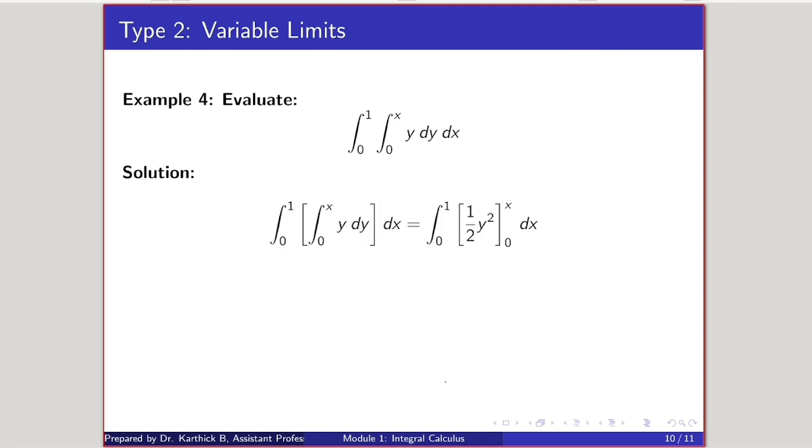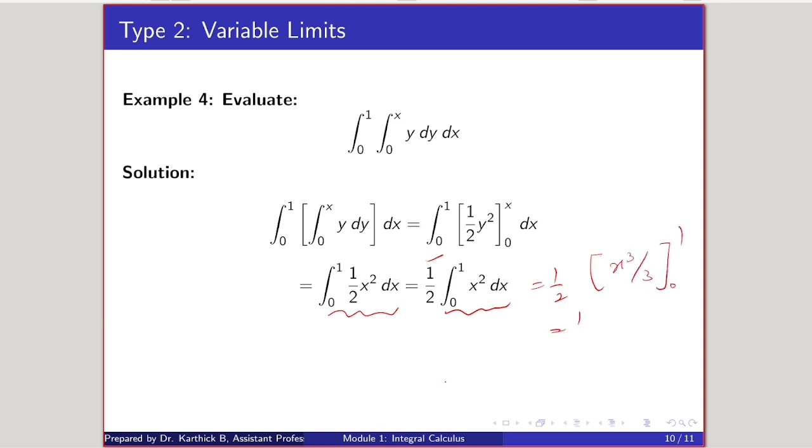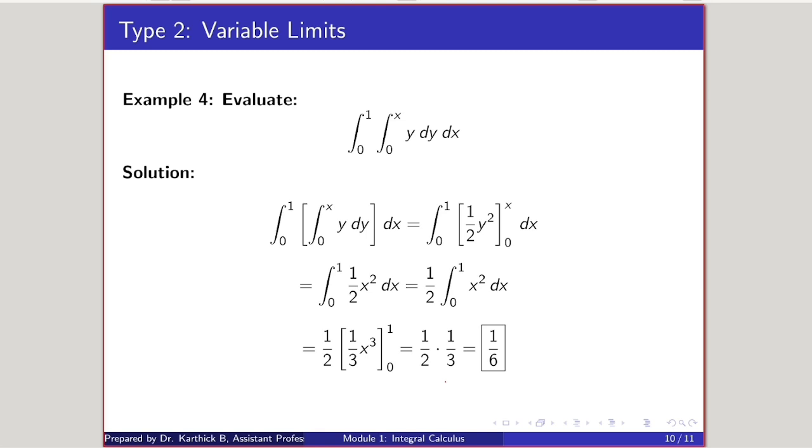So on the next, we will do the same thing. First we will evaluate the inner integral, and we already know that the integral of y dy will be y square by 2, and then we will substitute the limit x. Then what you will get here is x square by 2. This will be an outer integral. We take 1 by 2 as a constant. Then we will evaluate 1 by 2 x cube by 3 from 0 to 1. We make it 1 by 6 as the answer.